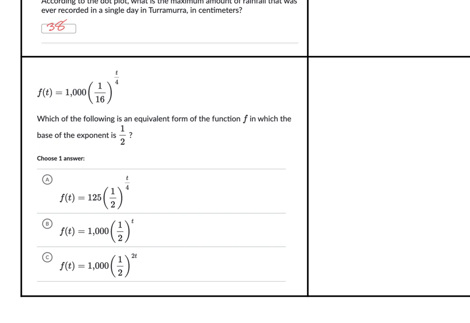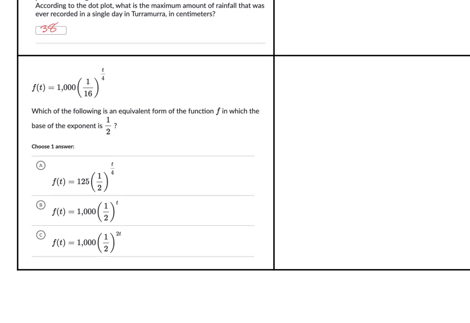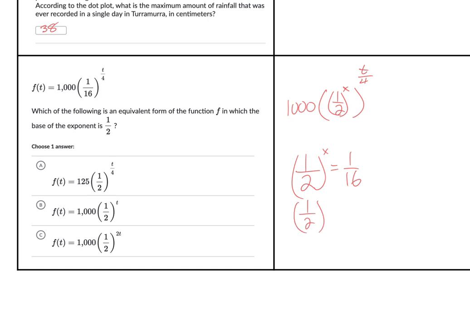Which of the following is an equivalent form of the function f in which the base of the exponent is 1/2? This is a good practice. So I'm going to have my 1000 times 1/2. Now I'm not done yet. I'm just rewriting this. So I've got to have 1/2 raised to some exponent. So 1/2 raised to some exponent has to equal 1/16. Well, 2 to the 4th power is 16.